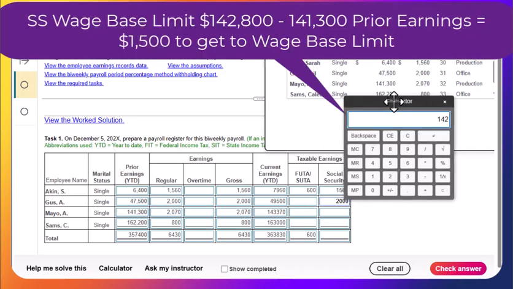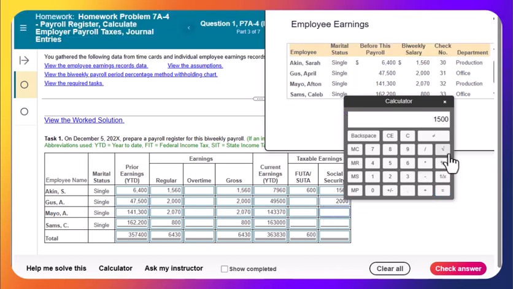We're going to have $142,800, and we're going to subtract out $141,300, the prior earnings year to date, to see how much it would take to cross that threshold, which will be $1,500 out of this gross pay. So we can go ahead and enter that here under Social Security.